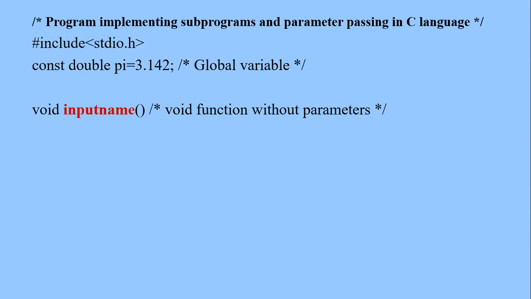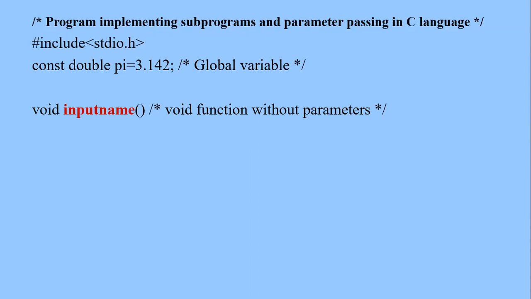And then we have our first procedure. This is a void function. Remember, procedures are called void functions in C. These can receive parameters, but they don't return any value. And because there's no return value, we have them as void.